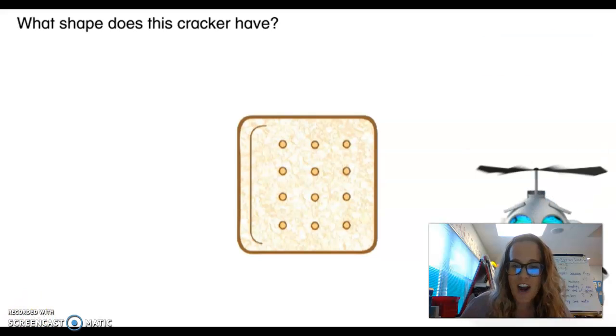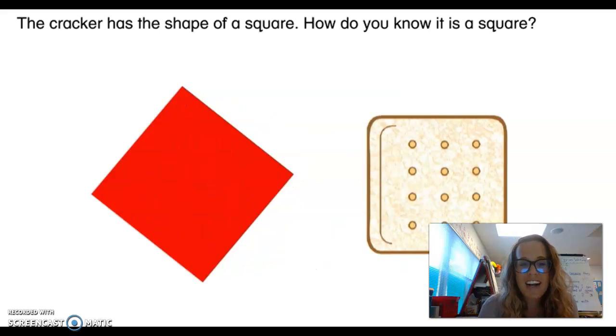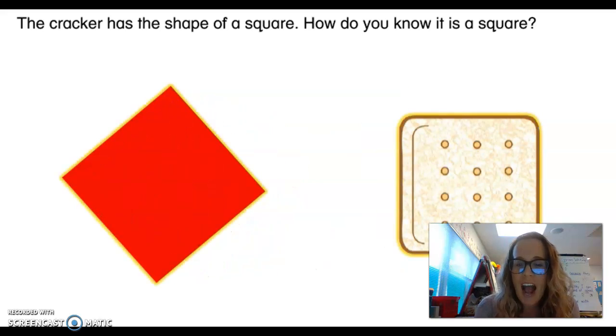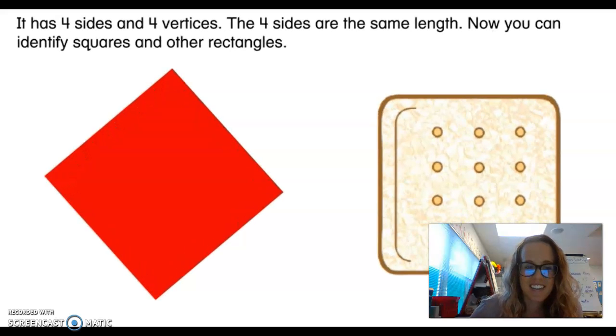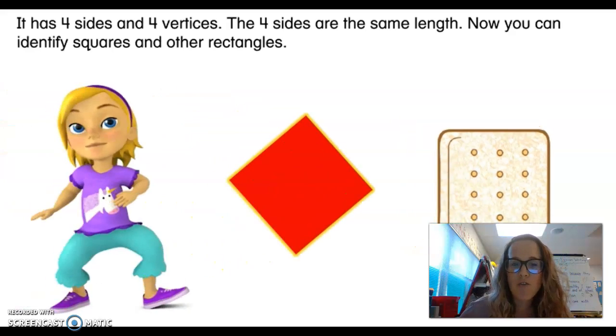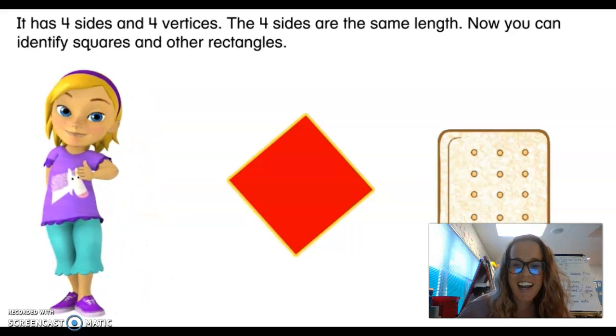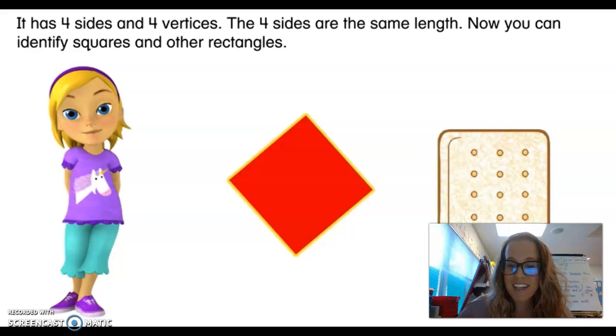What shape does this cracker have? The cracker has the shape of a square. How do you know it is a square? It has 4 sides and 4 vertices. The 4 sides are the same length. So remembering, for it to be a square, all 4 sides have to be the same length.